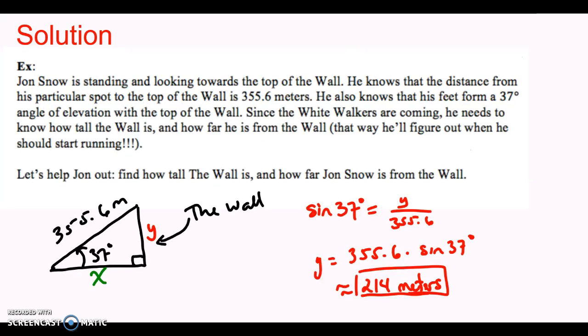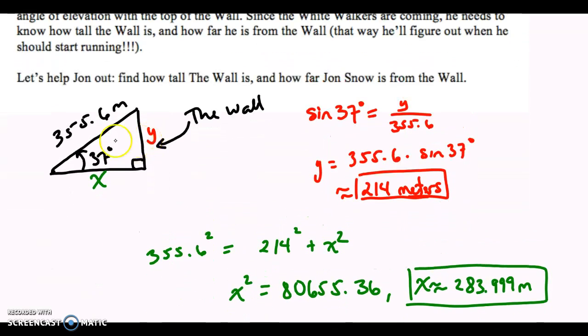Okay, hopefully you didn't have too hard of a time with that one. Our favorite Game of Thrones character ends up standing, well, the wall looks like it's about 214 meters tall. I found that because the angle of elevation here was 37 degrees. My height is y, my horizontal distance is x. The distance from foot to top of the wall is 355.6 meters.